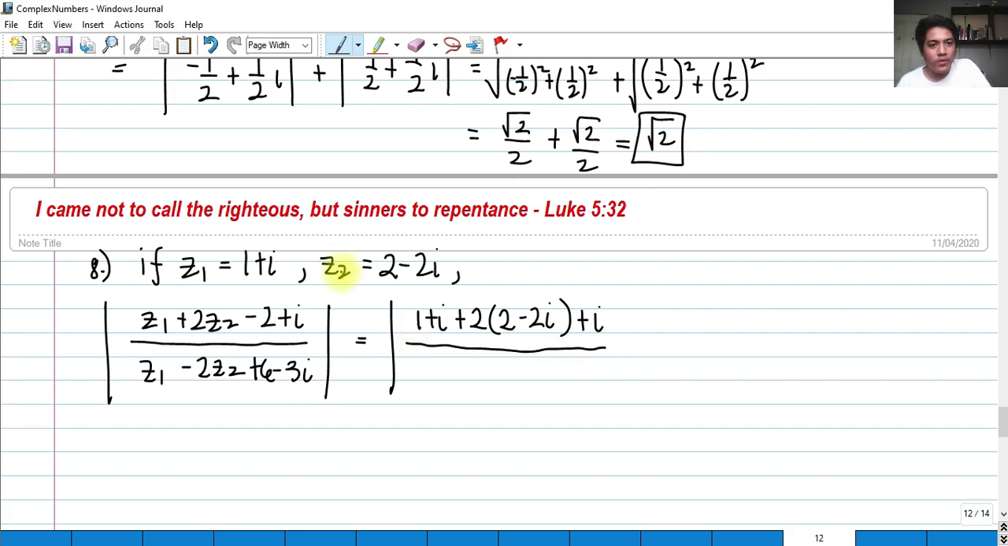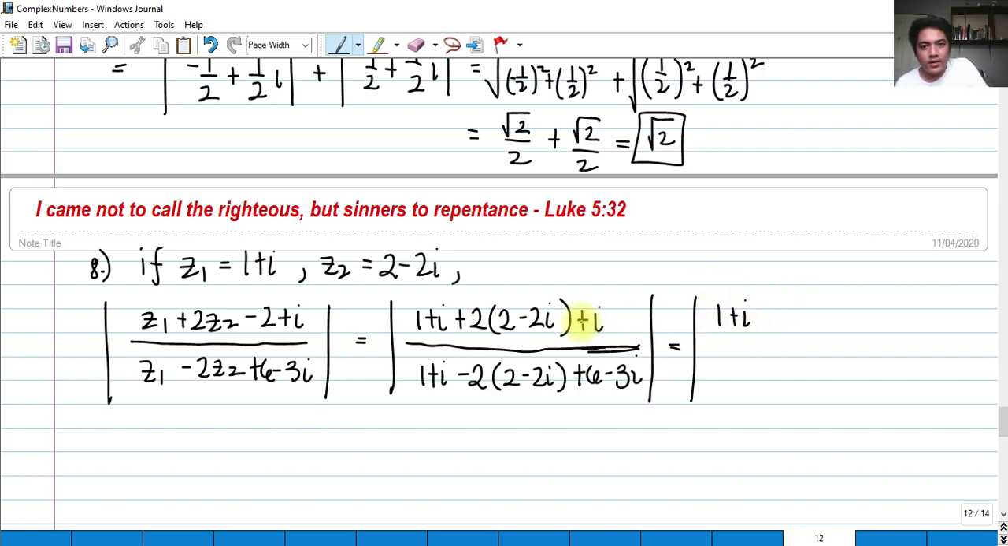All over, we have z sub 1, 1 plus i. Substitute it only. Minus 2 times z sub 2, that's 2 minus 2i plus 6 minus 3i. So find the modulus of that. Again, we're going to simplify this first. So we have 1 plus i, distribute the 2. So we have plus 4 minus 4i plus i, all over 1 plus i. Distribute the negative 2 in this term, along with its sign. So we have negative 4, then this becomes plus 4i plus 6 minus 3i.